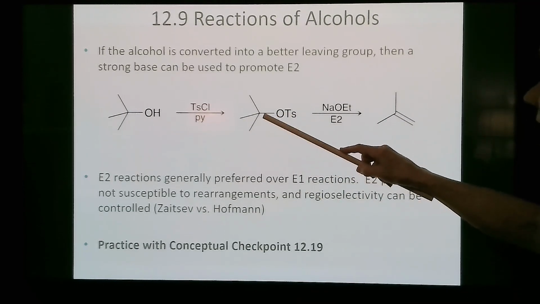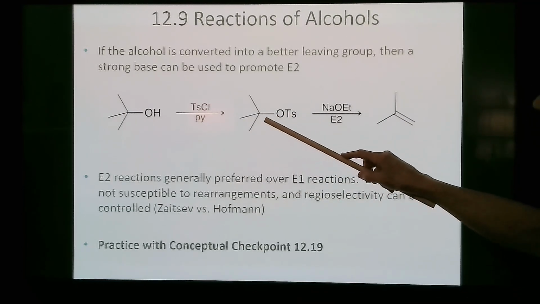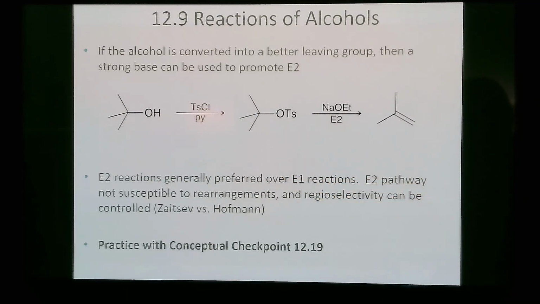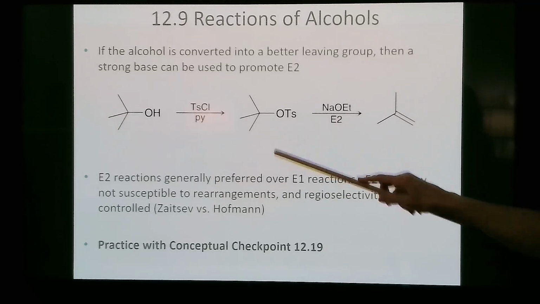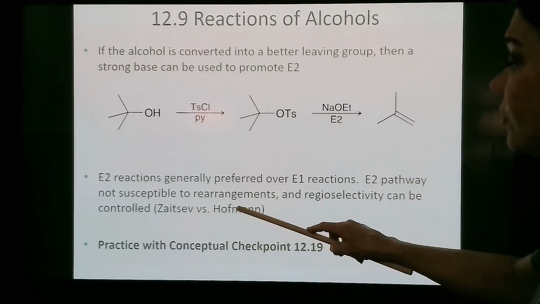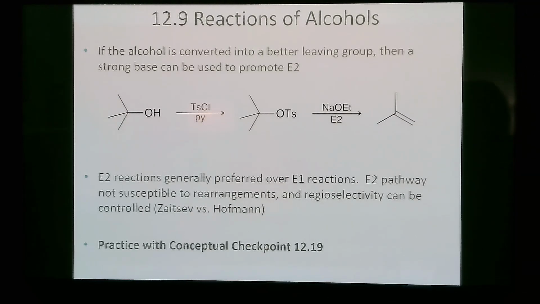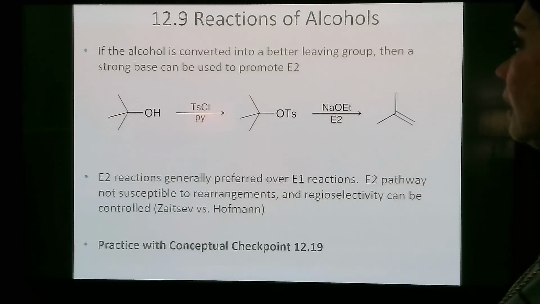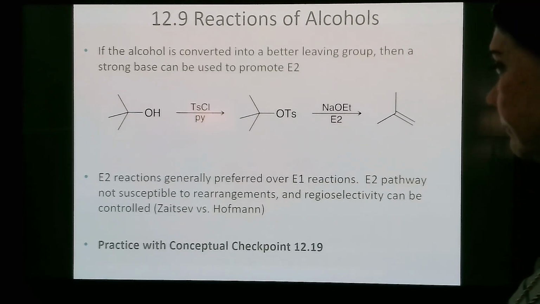This is preferred by people, not necessarily energetically. And here you won't have the carbocation rearrangements, and you can control the regiochemistry by using either the Zaitsev or the Hofmann reagents, either the sterically hindered base or the less sterically hindered base.